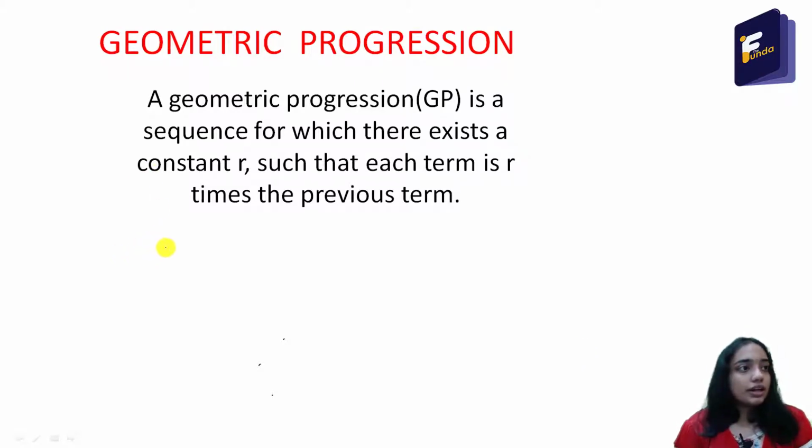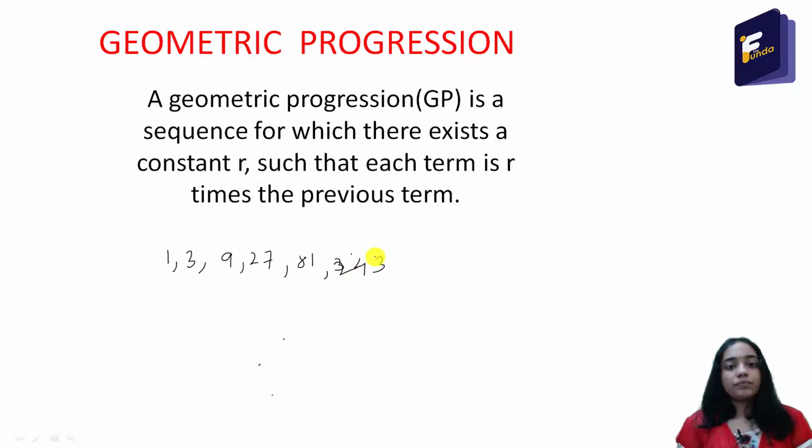So if I write 1, 3, 9, 27, 81, 243. So this whole sequence is a GP.